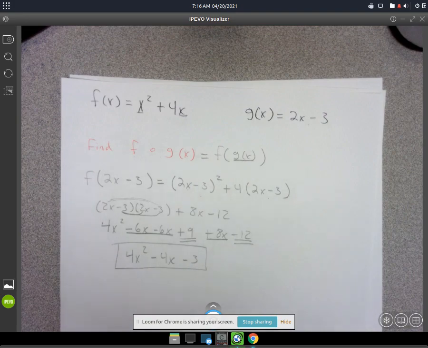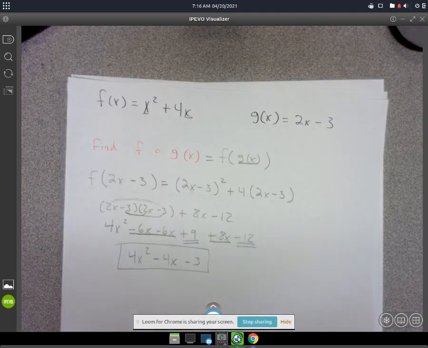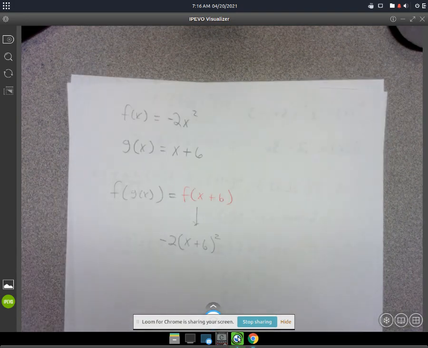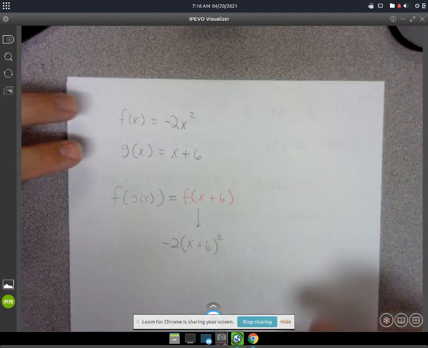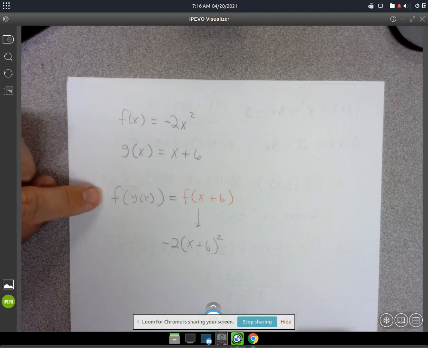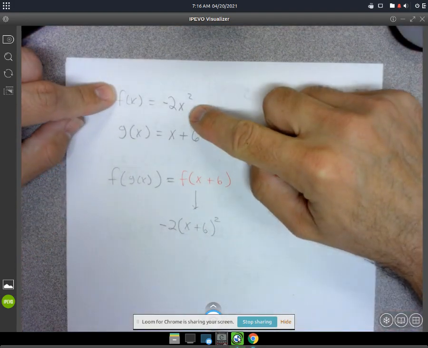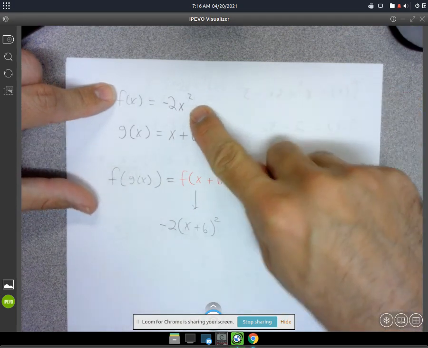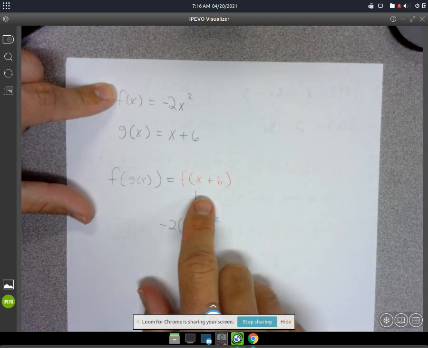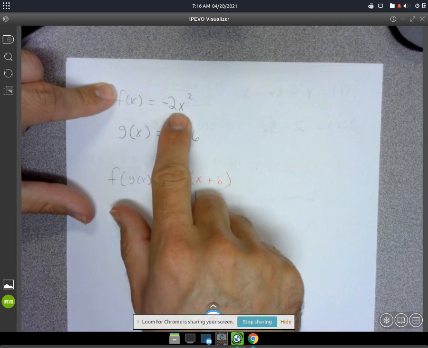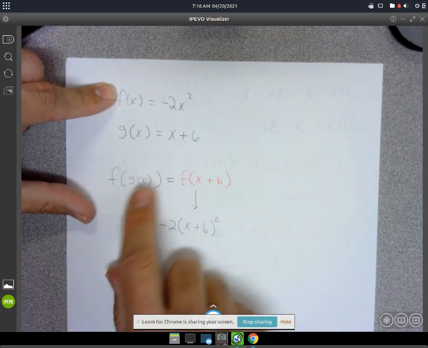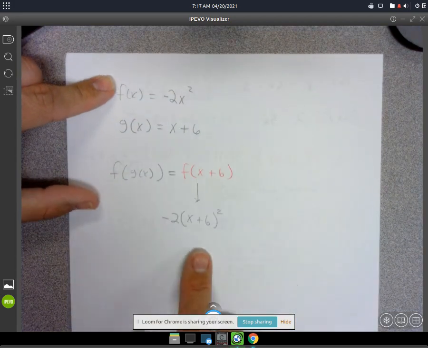All right. And I just have one more. I just want to mention this one, because this is going to be something similar that you'll see on your homework. So this time I'm doing f of g of x, where f of x is equal to negative 2x squared. So I'm replacing my x here with an x plus 6. That was my setup here.